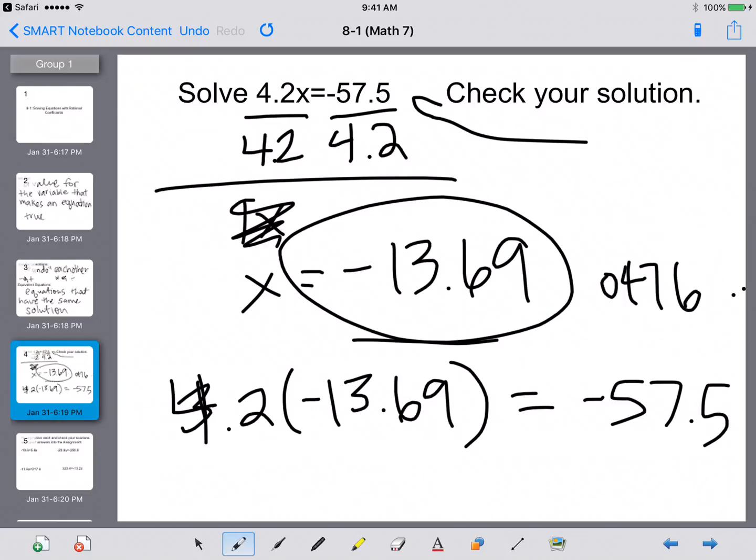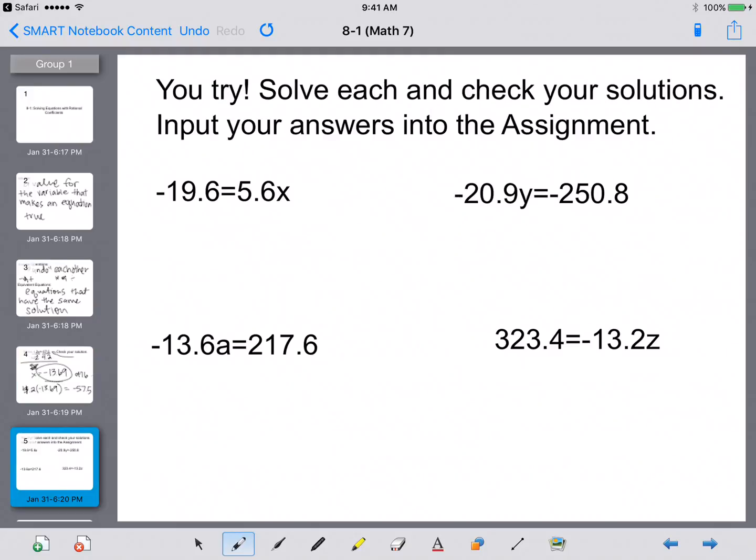So we're going to solve another one together before I send you off on your own. So like here in this case, the negative 19.6 equals 5.6x. To get x all by itself, we need to divide by 5.6. So you divide by whatever the coefficient of the term is. Remember, the coefficient is the number that's connected to the variable. You divide by that coefficient. What you do to one side of the equal sign, you do to the other.